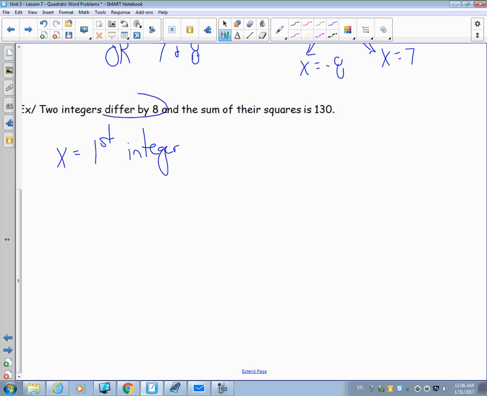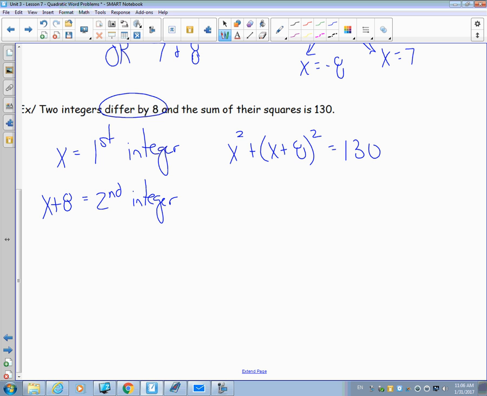and I know they differ by 8, which means they're 8 digits apart. So I have a choice here. I can say either x plus 8, or I can say x minus 8. It doesn't make a difference which. You'll get the same answer either way. And I see the sum of their squares again. So this is kind of like the last one. X squared plus x plus 8 squared is 130. So you guys should be able to solve it from here.